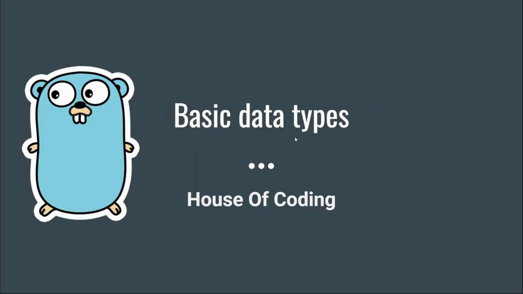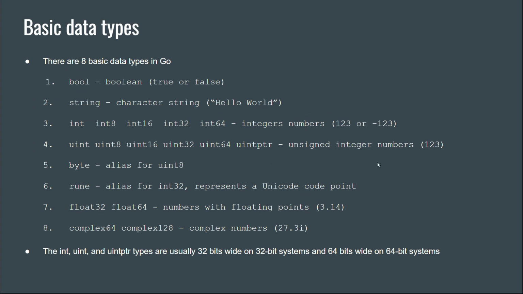Basic data types. In Golang, we have a list of 8 basic data types. First, we have bool for boolean. Then we have string for character string. Then we have int for integer numbers. Then we have uint for unsigned integer numbers. Then we have byte. Byte is actually an alias for 8 bits unsigned int.